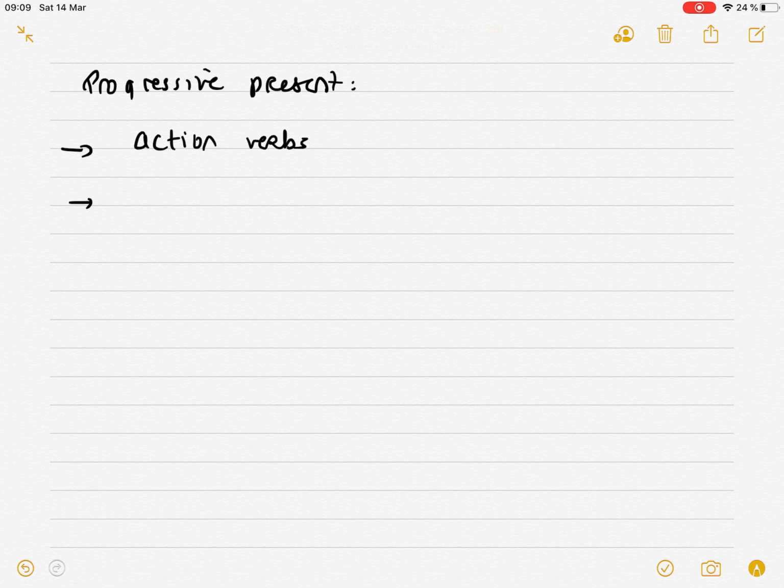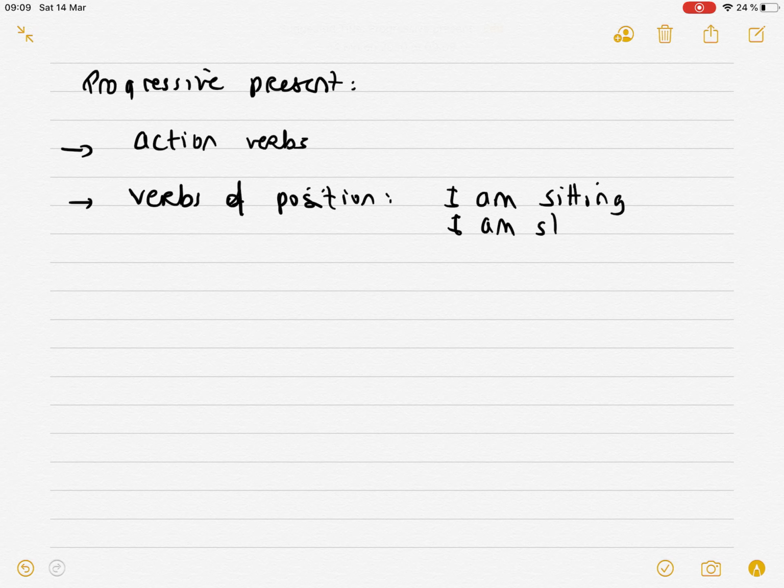The second reason for using the progressive present is when you talk about verbs of position. There you go, you would say, for example, I am sitting, or I am standing next to the window. Obviously, it describes where you stand or sit the moment you're talking. That's not something you do all the time. It's not a habit. But we would rather say this than I sit. I sit in the fourth row, for example. You would say, I am sitting. So verbs of position are particularly prone to the progressive present.